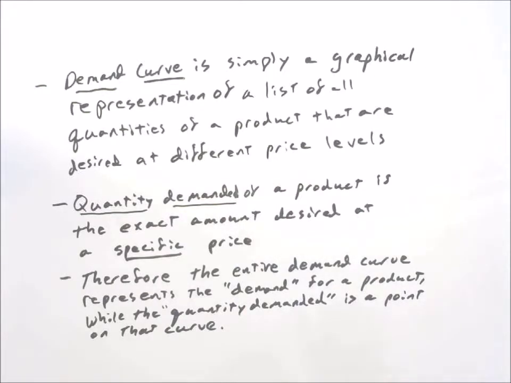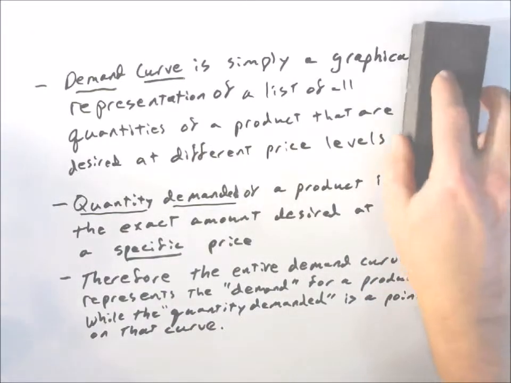Okay, what this means is that the entire demand curve represents the demand for a product or service, while the quantity demanded is a point on that curve. Now, this seems like a very trivial difference, but it's going to be extremely important in a little bit.